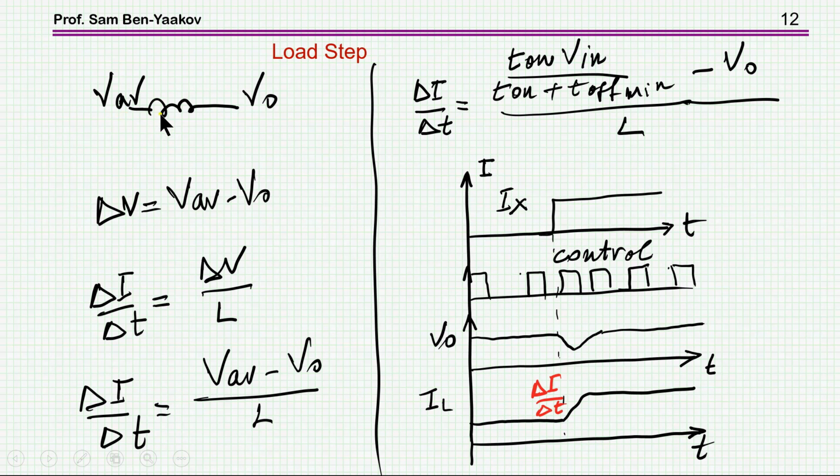So we have on the inductor a delta V, and as a result, delta I over delta T is delta V over L, and the delta V is V average that we have found minus V out, over L. So therefore the dI/dt is this expression. Again, as we have an increase in the current, frequency will go up, then it'll take a while for the current to ramp up, and the dI/dt, the rate at which it goes up, is dependent on these parameters.